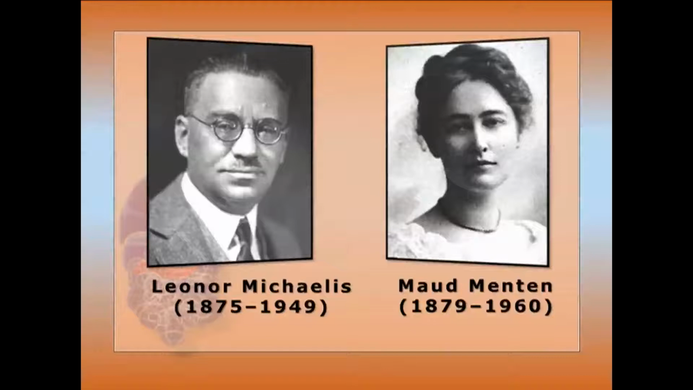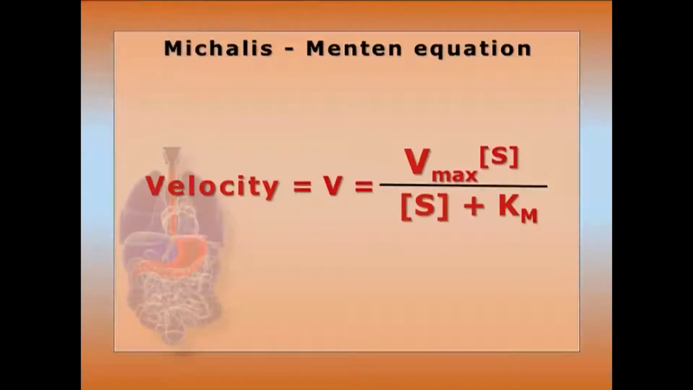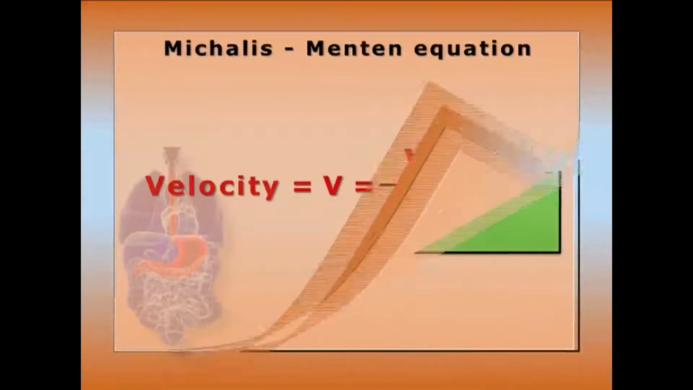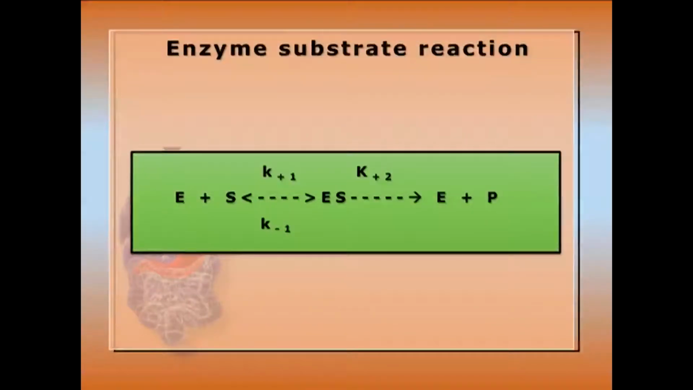Now, Michaelis and Menten in 1913 proposed the equation for enzyme kinetics, where enzyme E plus substrate S gives rise to the ES complex by a reversible reaction, ultimately, by the rate determining step, giving rise to free enzyme and product formation. K plus 1, K minus 1, K plus 2 are all different rate constants. K minus 2 is very negligible.